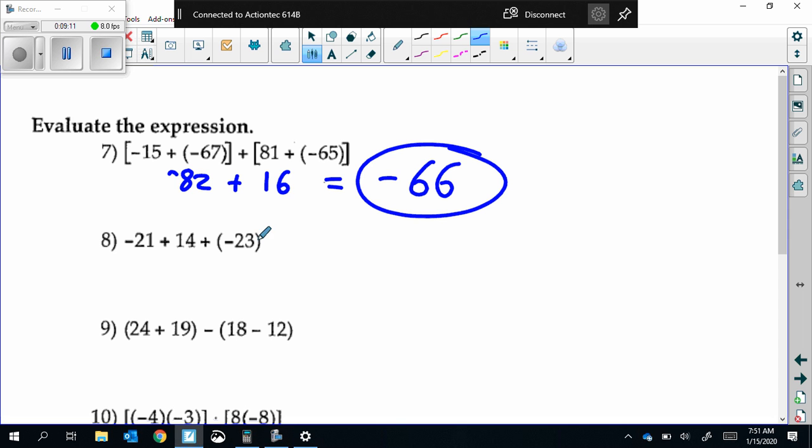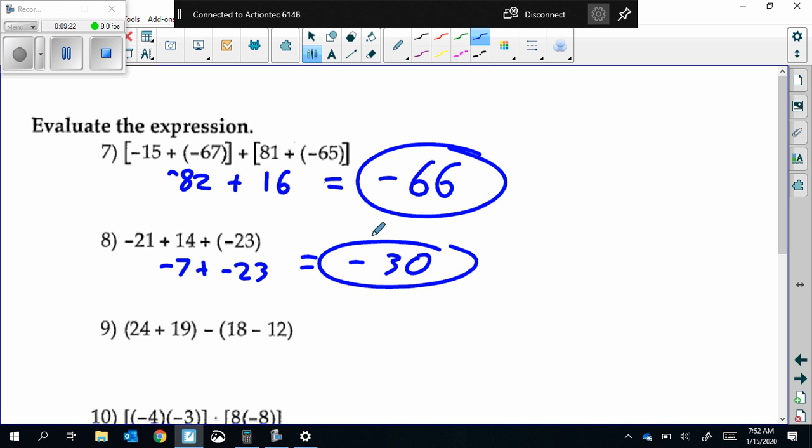For adding, subtracting, since there's no parentheses, we just go left to right. So negative 21 plus 14 is negative 7. Plus negative 23, that's negative 30. Parentheses first on this next one, that's 43. That's 6. There's a minus in between. 43 minus 6 is 37.